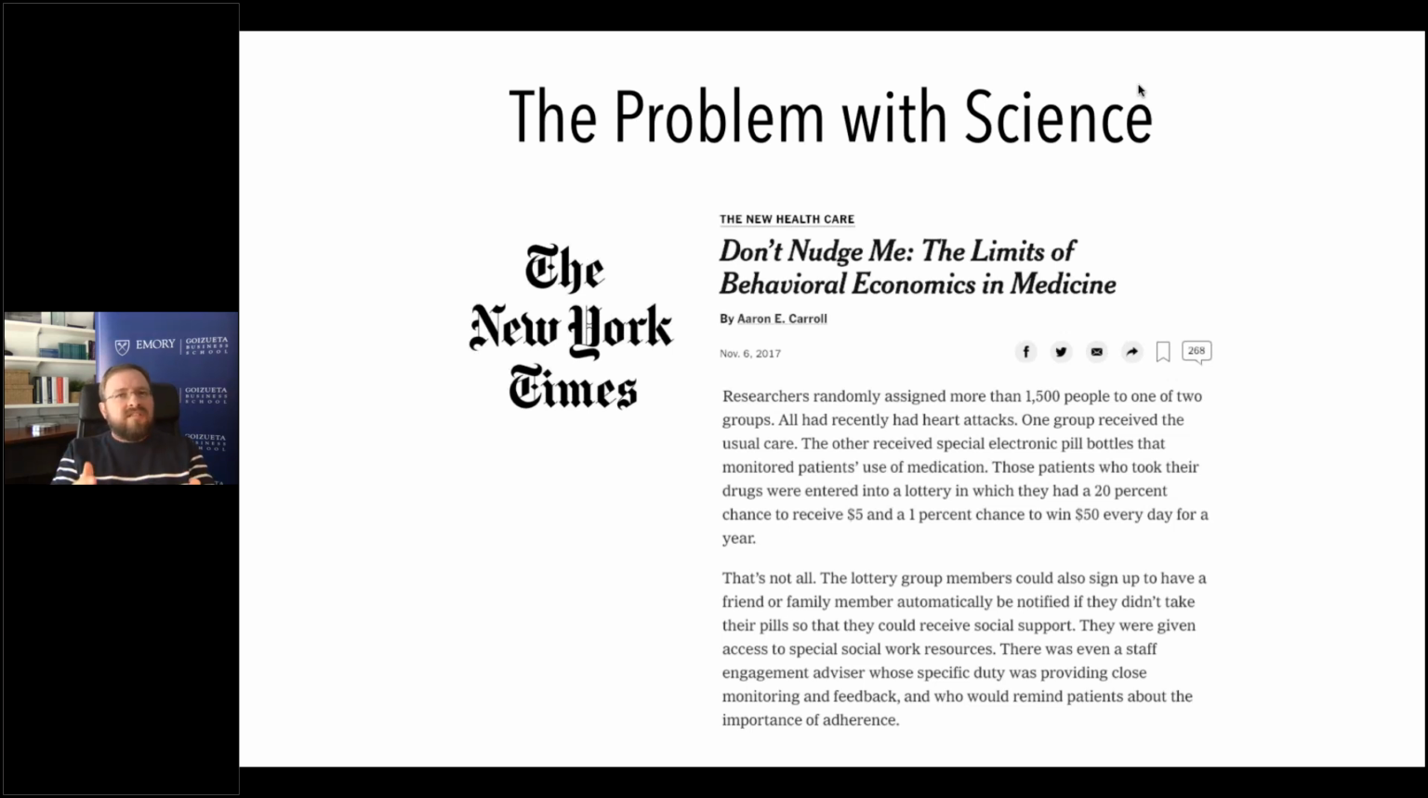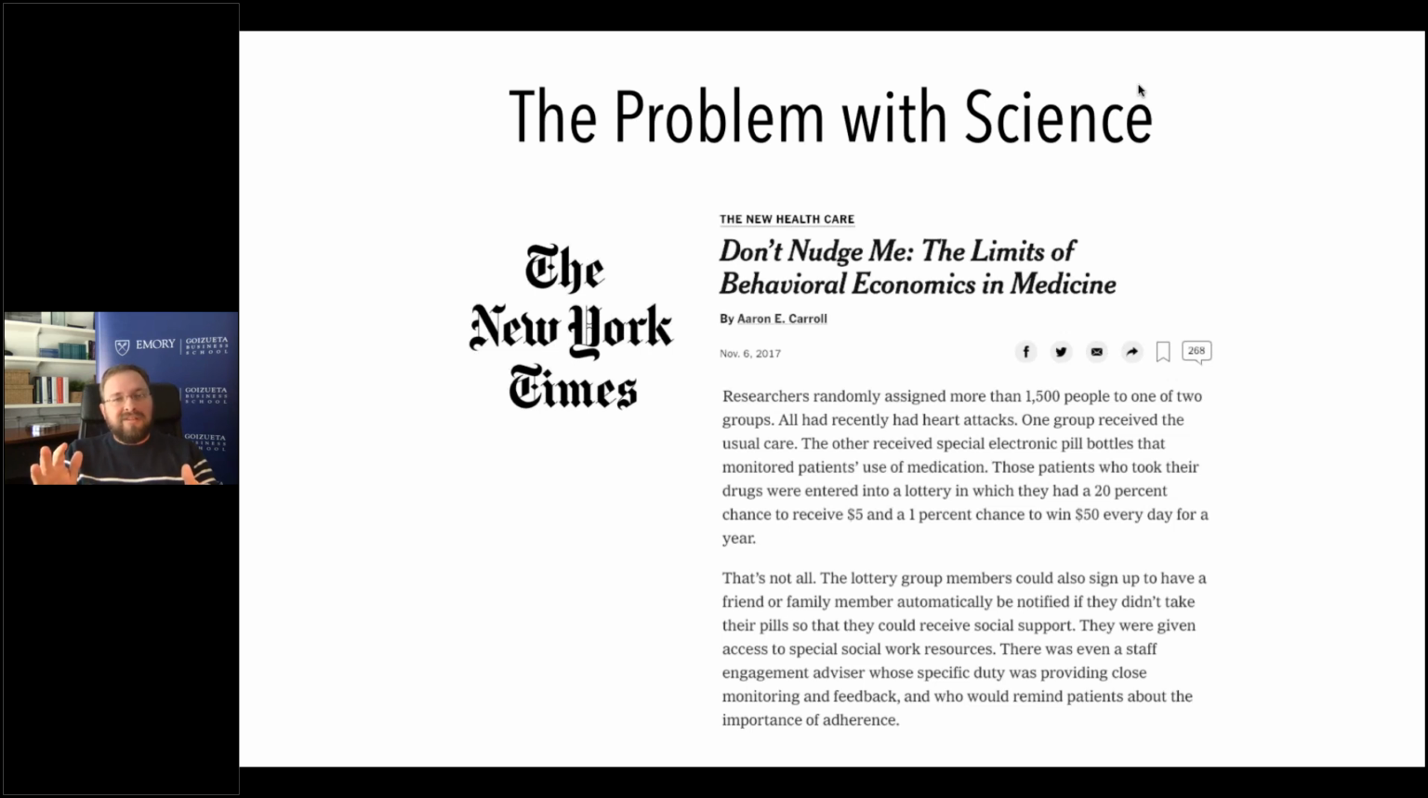They were incentivized by cash rewards and lotteries. So every time you took a pill, you'd get a chance to win. All of these things the science says should work. And they didn't do just one of them, they did all of them. And it didn't work.